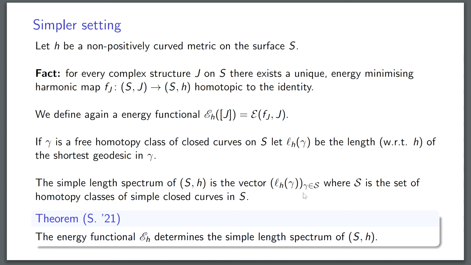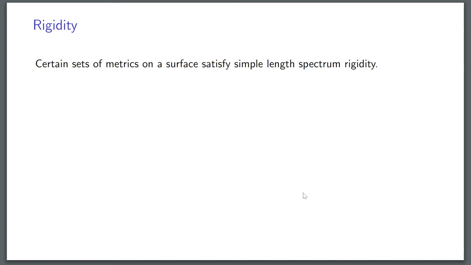And this has the following corollary. We can get some rigidity results for metrics using the energy functional. Namely, there are several classes of metrics on the surface which are known to satisfy simple length spectrum rigidity, meaning that a metric in such a class is determined uniquely up to isotopy by its simple length spectrum.